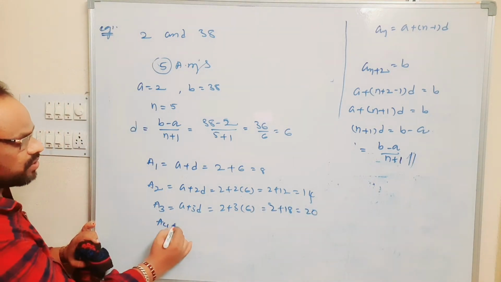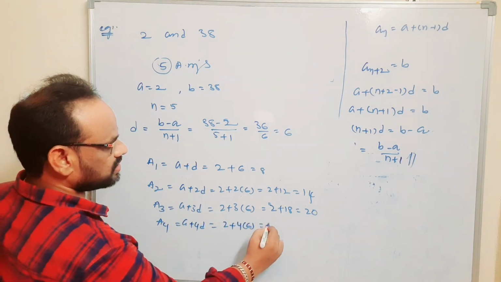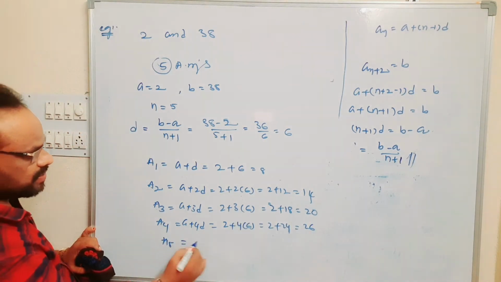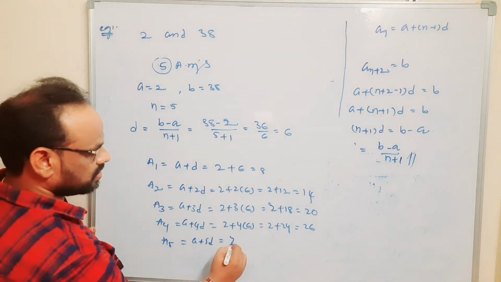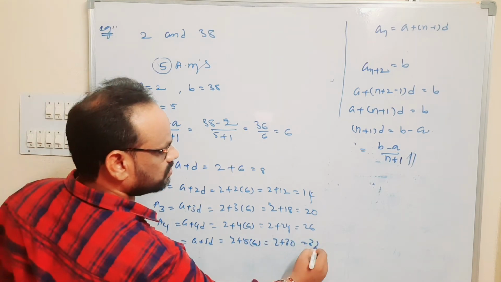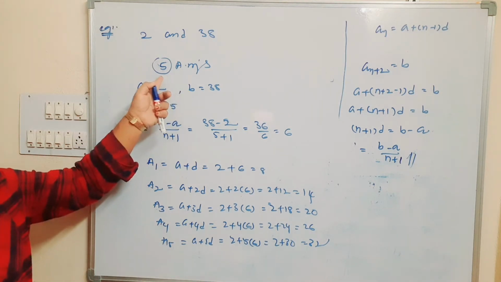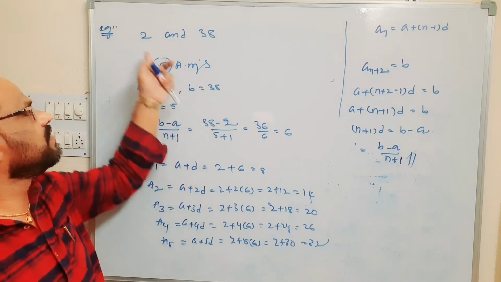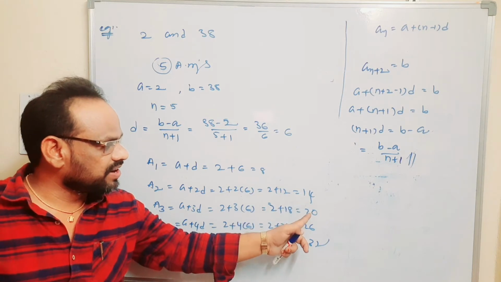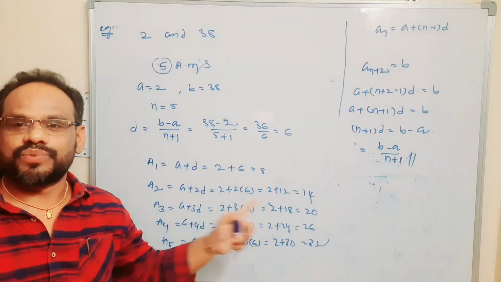What is the fourth arithmetic mean? a plus 4d, that is 2 plus 4 into 6, is nothing but 2 plus 24, that is equal to 26. Next, what is the fifth arithmetic mean? a plus 5d, that is 2 plus 5 into 6, is nothing but 2 plus 30, that is equal to 32. If 5 arithmetic means are inserted between 2 and 38, then they are 8, 14, 20, 26, 32. Observe here, these are all in arithmetic progression.